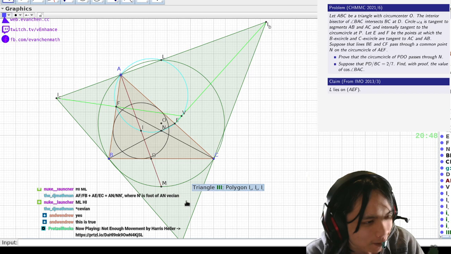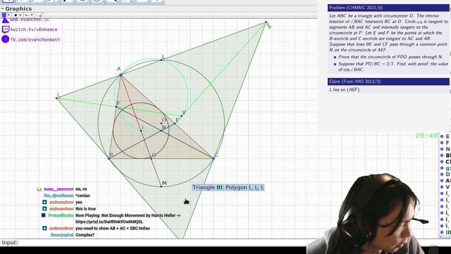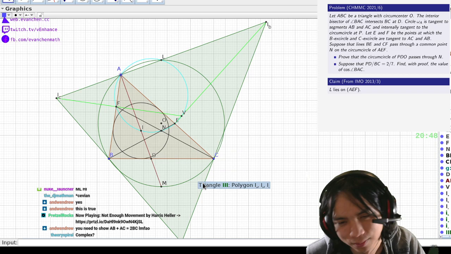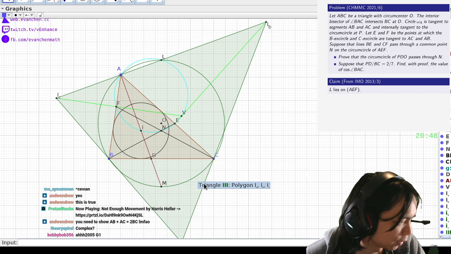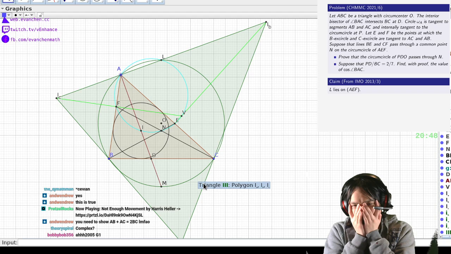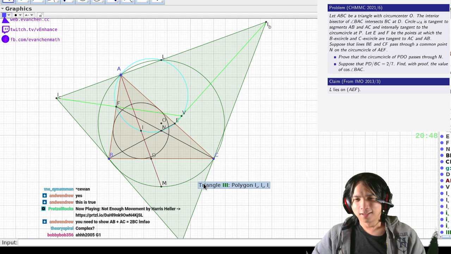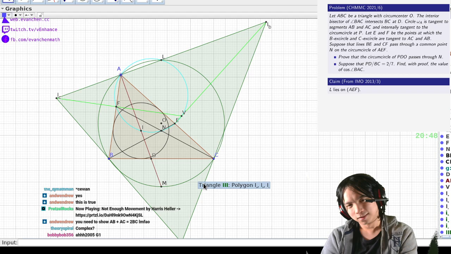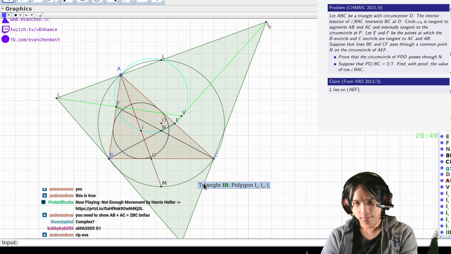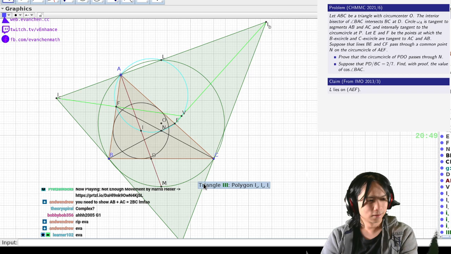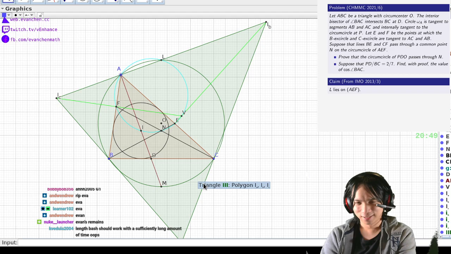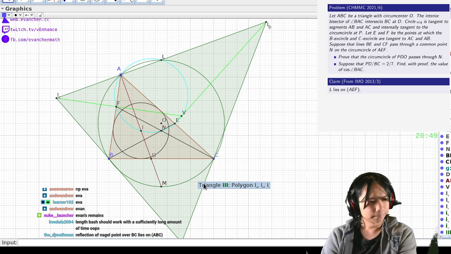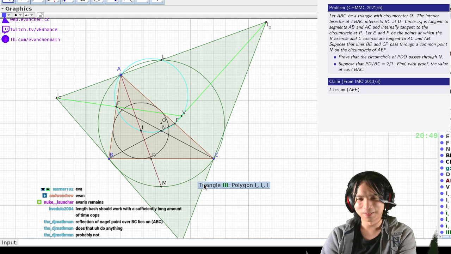AF over AB equals A over AC. You need to show AB. No, this sucks. I have the converse. I have the converse because the way I got the angle is because it's a parallelogram. Can I reverse that? If N lies on the circle, yeah, the reflection of the Nagel point. That seems really crappy.